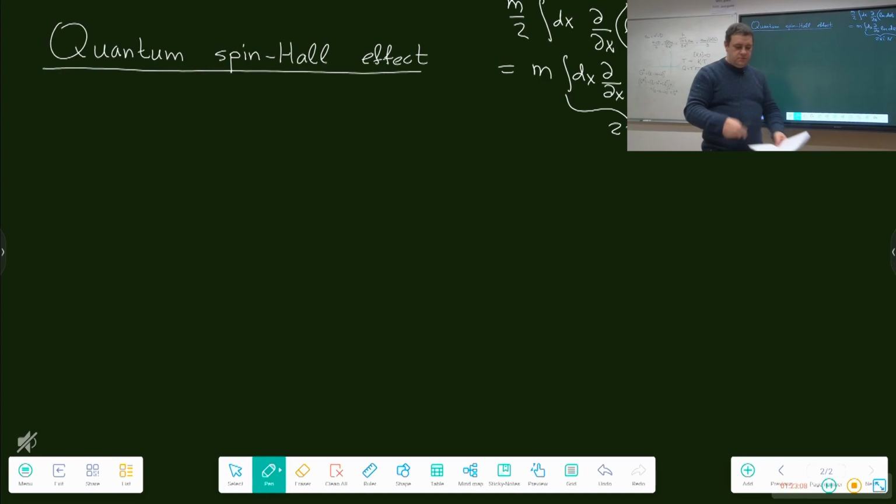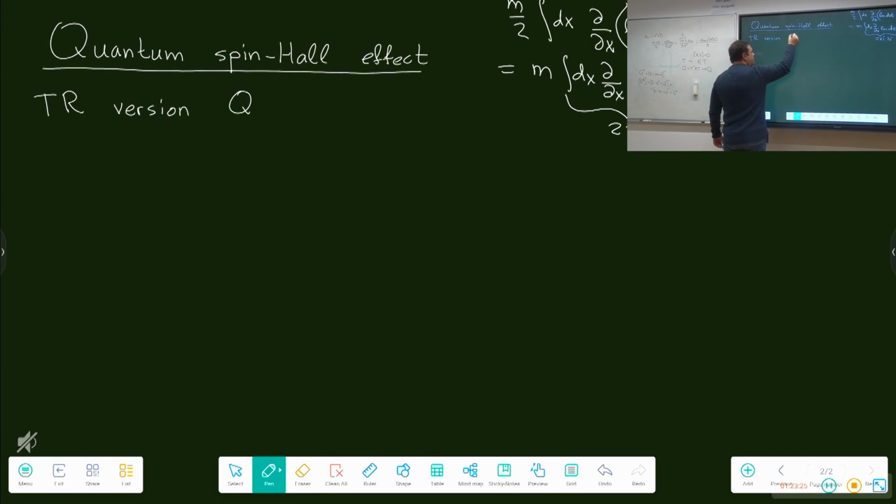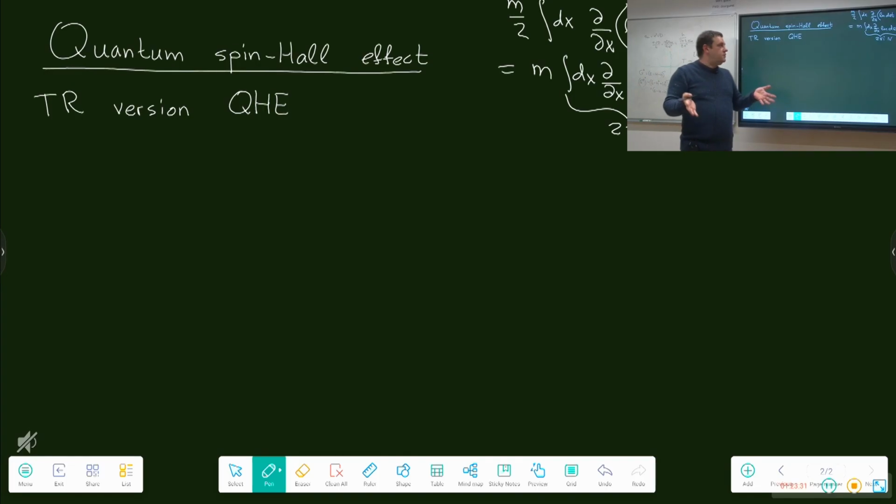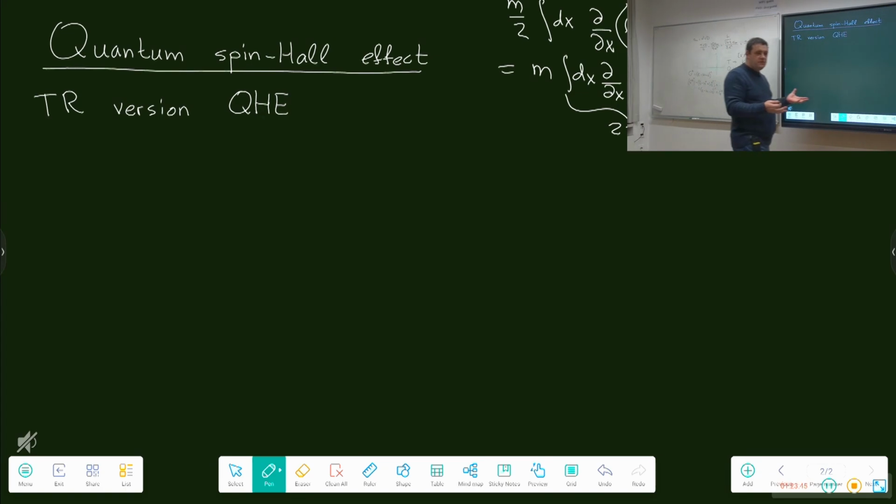So it's a variation. It's a time reversal version of the usual Hall effect, of the usual quantum Hall effect. What happens if we take the usual quantum Hall effect that we just discussed and force time reversal symmetry on it? First of all, time reversal symmetry cannot coexist with magnetic field. It's ridiculous, right?